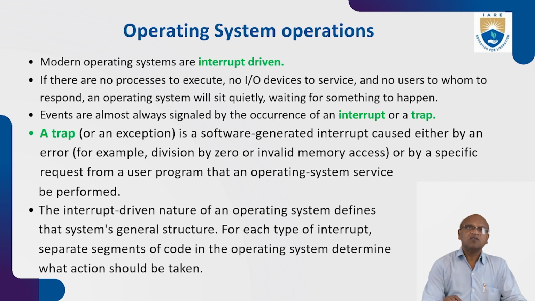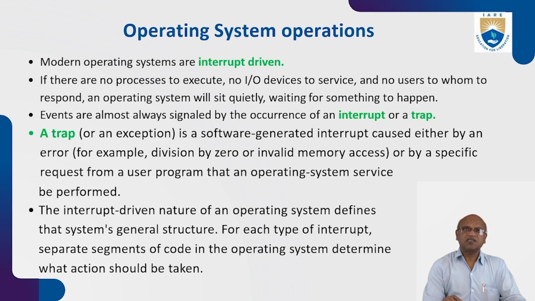If there are no processes to execute, no I/O devices to service, and no users to whom to respond, an operating system will sit quietly, waiting for something to happen. Because there is no work, it will simply sit. Events are almost always signaled by the occurrence of an interrupt or trap.